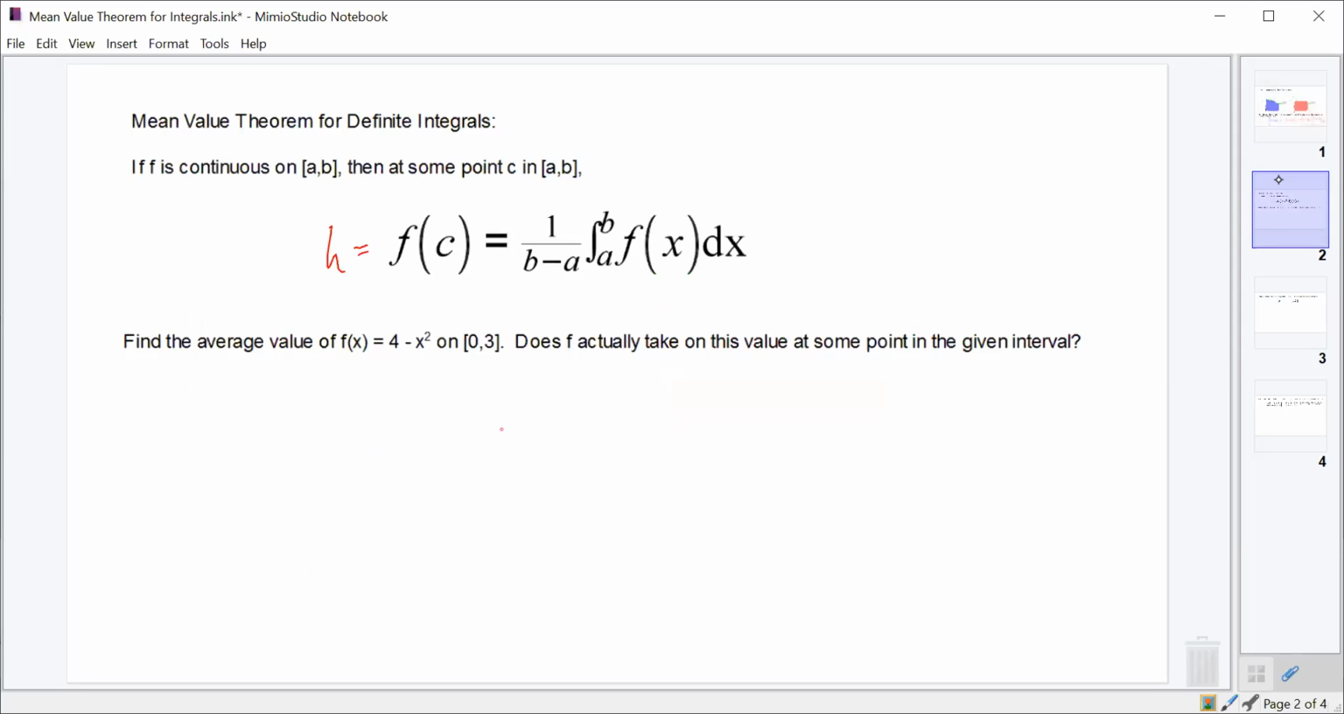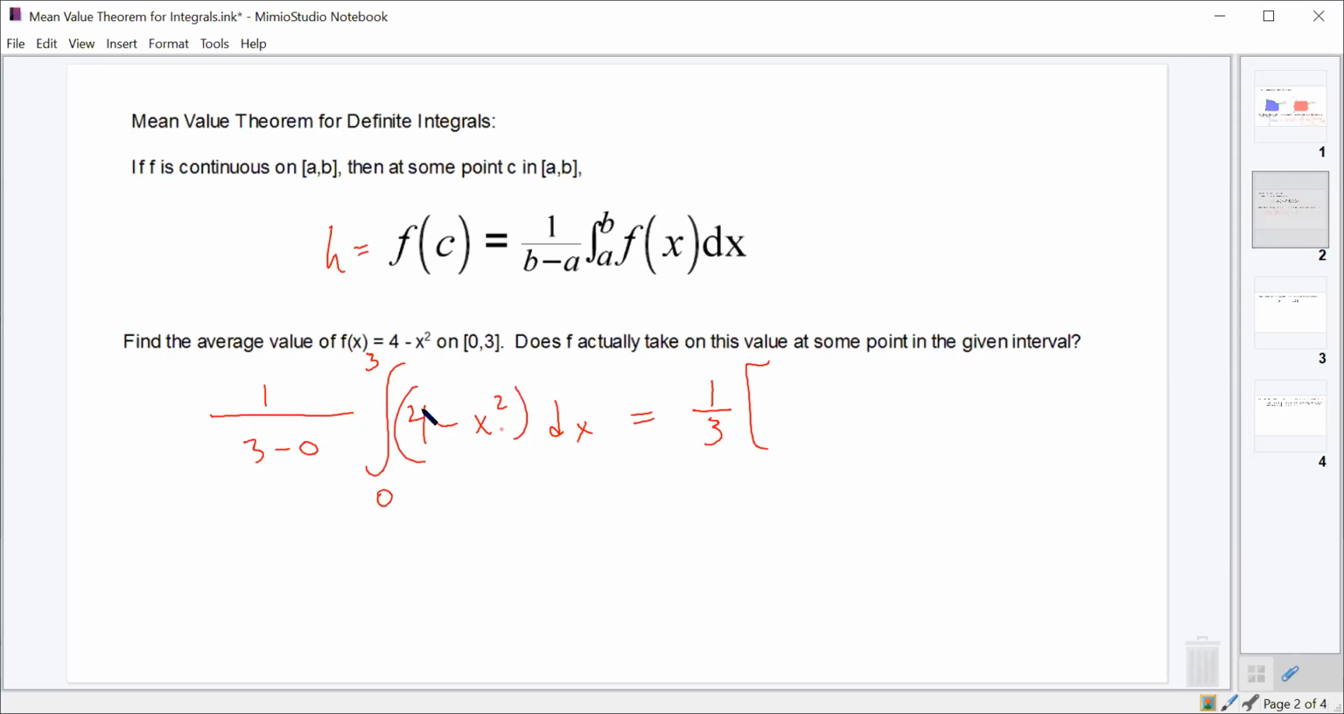Okay? So we want to find the average value of f of x equals 4 minus x squared on the interval from 0 to 3. So how should we set this up? Just plug in the values. 1 over what? 3 minus 0. Times the integral from 0 to 3 of 4 minus x squared dx. And hopefully we can do 3 minus 0, and hopefully we remember how to integrate 4 minus x squared.